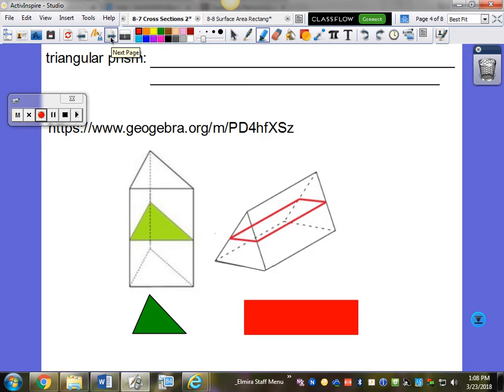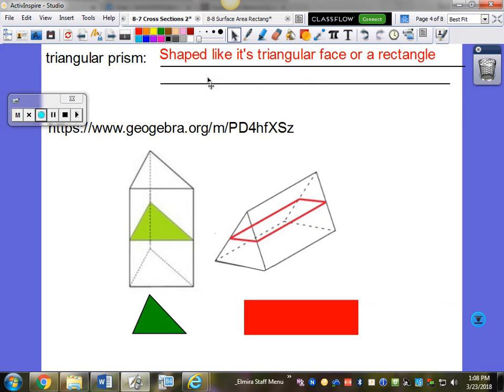In a triangular prism, it is shaped like a triangular face, or it's shaped like a rectangle. So if I cut out this green piece, if I slice along that green piece's line, it's going to look like that. If I make a horizontal slice, it's going to make the shape of a rectangle. And the higher up that slice is made, the smaller the rectangle. If the slice were made down toward the bottom, it would be a larger rectangle.